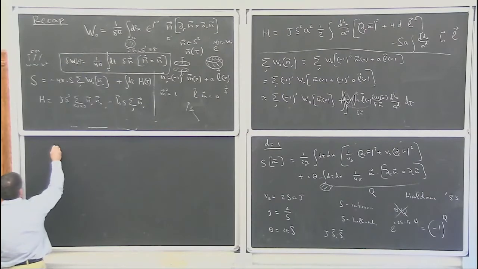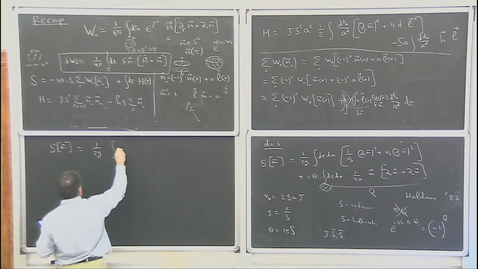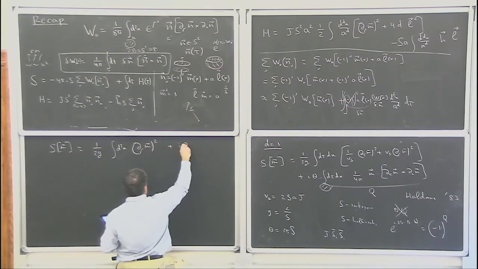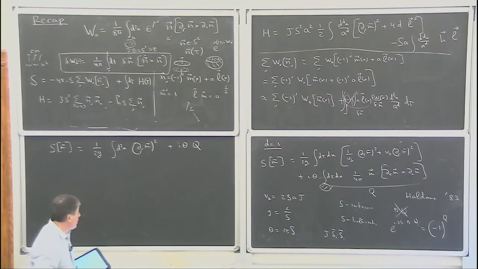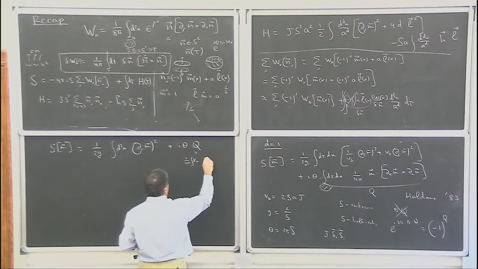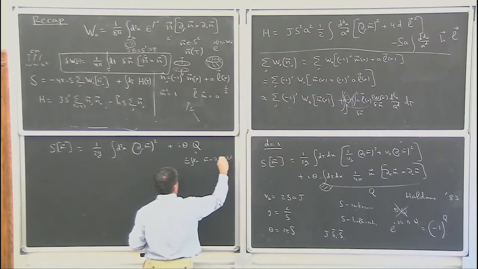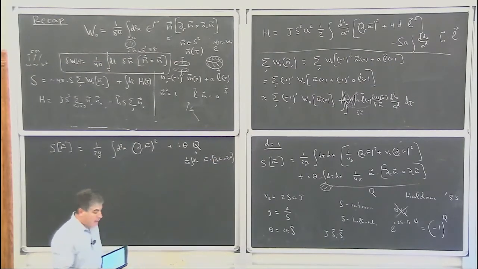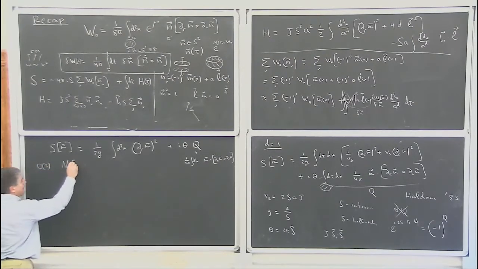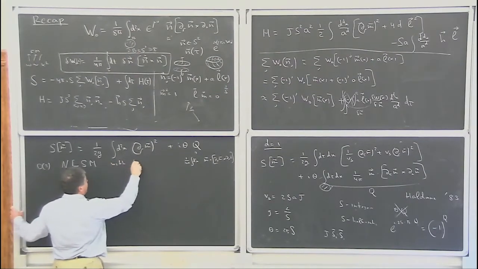So this is what I have. 1 over 2g, integral d2x, (d_mu m) squared plus i theta Q. Where Q is 1 over 4 pi, integral d2x, m times d_tau m cross d_x m. Okay, so this is called the O(3) non-linear sigma model with topological term.